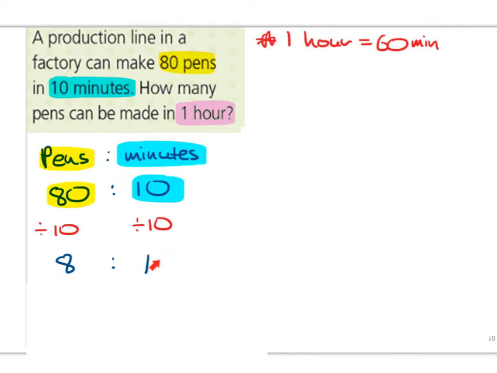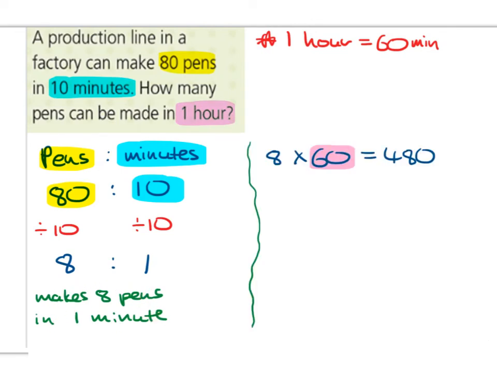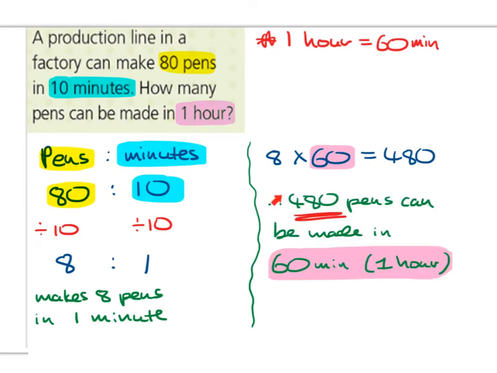Now we want to figure out how many pens can be made in 60 minutes. So we want this 1 to become 60. So we're going to multiply both sides by 60. So just to remind you that 8 to 1 means in English makes 8 pens in 1 minute. So 8 times 60 is 480. So therefore 480 pens can be made in 60 minutes, which is 1 hour.